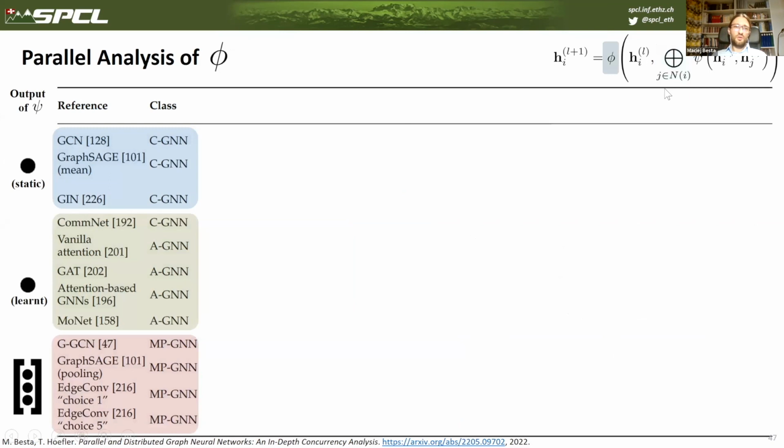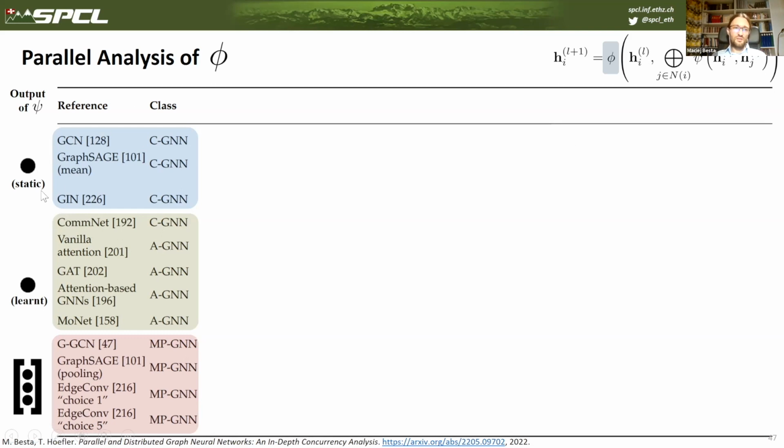And finally, we also have the final function, the phi, together with all of the previous ones. So we would like to now try to see the parallelism in the phi function, but also how all these functions add up together to the final work and depth scores for these different GNN models. So again, we have a similar table as before.